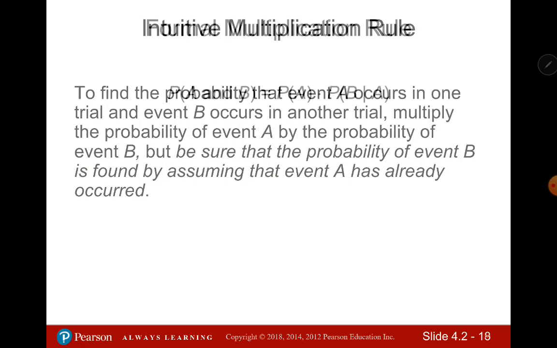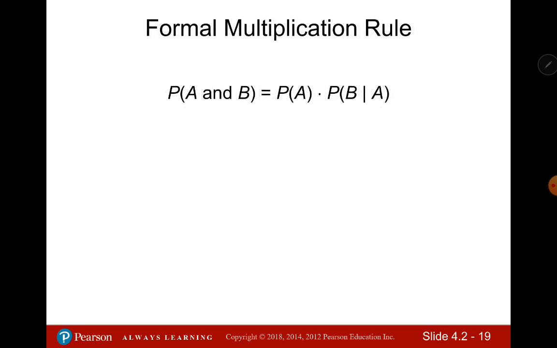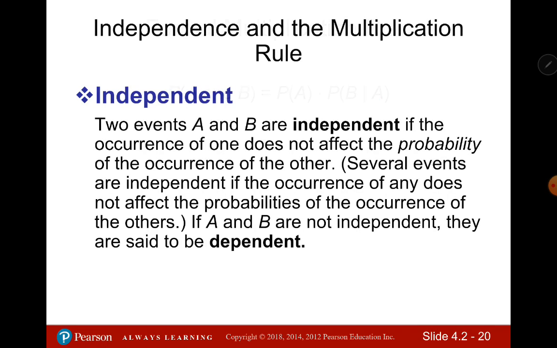So there's no big difference between the intuitive rule and the formal rule. Let's check. Multiply the probability of event A times the probability of event B, but this B with the condition given A, which means with the condition A has already happened.